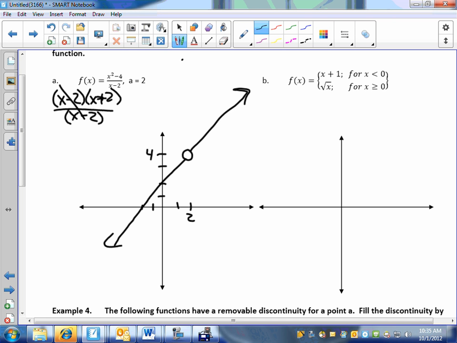So first of all, is this continuous? No. Which one of the three does it fail? It fails 1. It fails 1 right away. And we would give the reason that simply f of 2 does not exist. Can't plug it in.